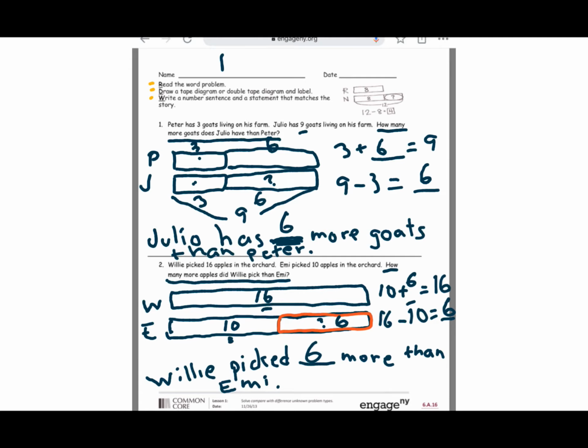Okay, let's do one more and then we'll move on to our exit ticket. Okay, let's move on with number 3. Do you remember what we need to do first, boys and girls? Well, let's find our question. Let's read the whole statement. Lee collected 13 eggs from the hens in the barn. Ben collected 18 eggs from the hens in the barn. How many fewer eggs did Lee collect than Ben?